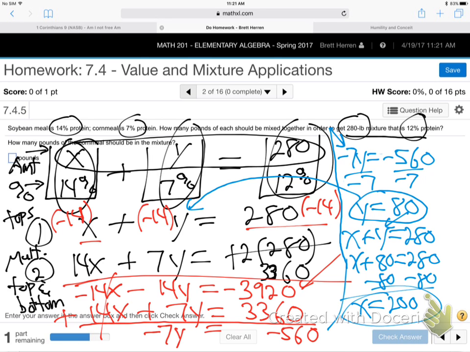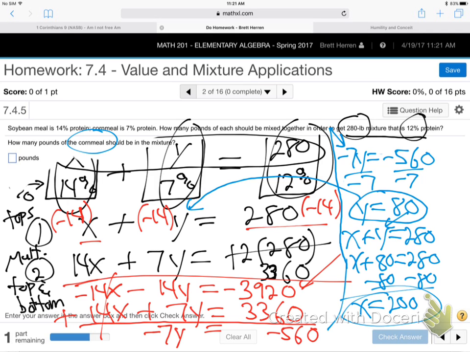Now, they're going to ask me over here, what's the first part? How many pounds of cornmeal? They're saying cornmeal here. Well, how do you know which of these is cornmeal? That's why I should have used more meaningful letters instead of X and Y. If I used C for cornmeal and S for soybean it would have been easier, but we can still figure it out. What percentage is the cornmeal? 7%. Yeah, the cornmeal is the 7%, huh?